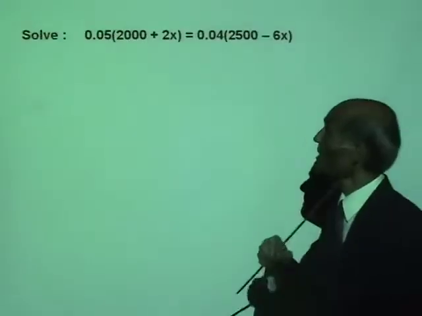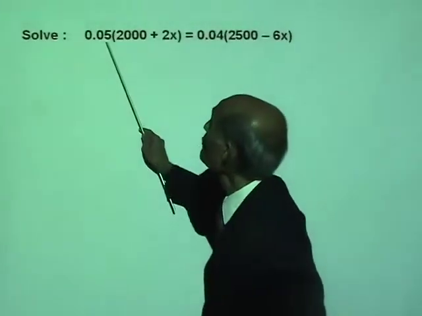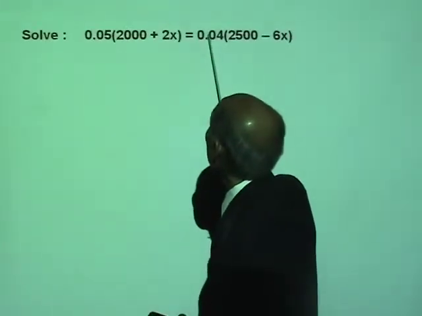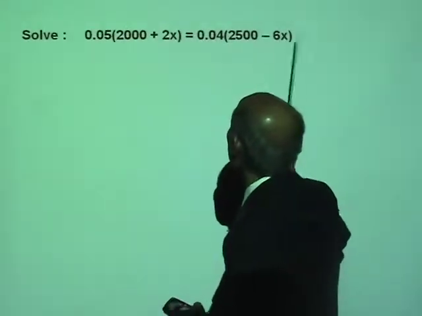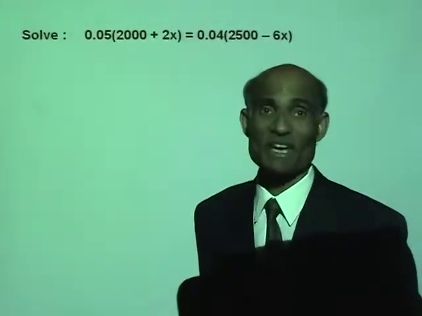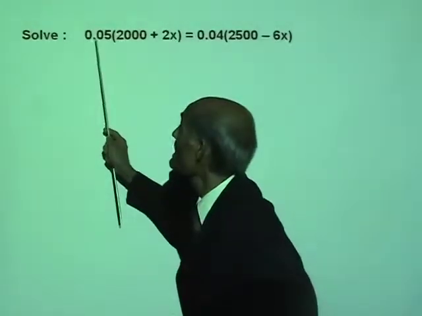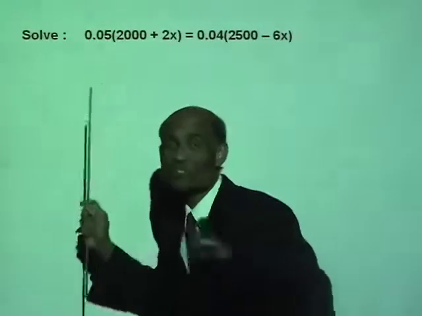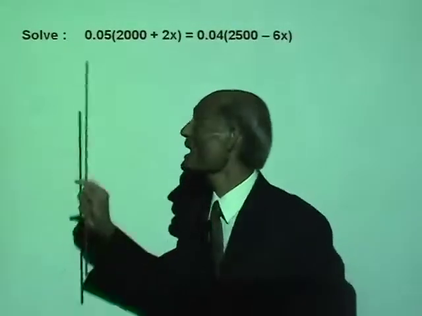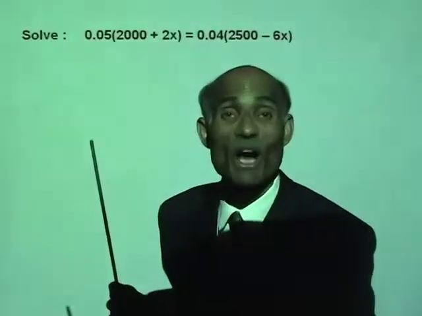Okay, let's do another one. Now look at this. Solve 0.05 times (2000 plus 2x) equal to 0.04 times (2500 minus 6x). If you look at the decimal numbers, we need to move the decimals 2 places to make it a whole number. So multiply the left side and the right side by 100.